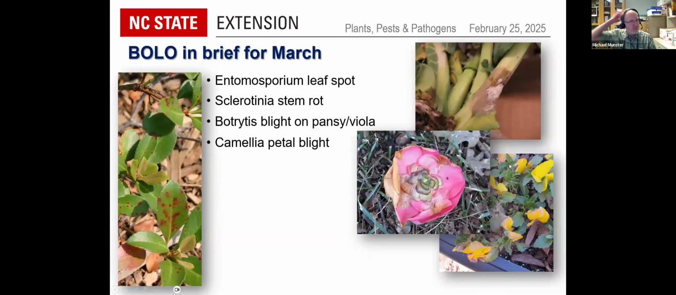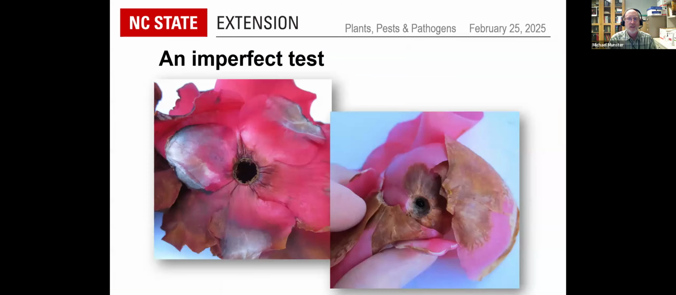Camellia petal blight, which is caused by a fungus related to Sclerotinia, is one that we'll start to be seeing on our Camellia japonicas, and it's a good test, but not a perfect one. If you pull the base of the flower off and you see the ring of fungal mycelium there at the base, then that is your diagnosis for Camellia petal blight. So check a couple of blossoms just to be sure in case it wasn't present in the first case.